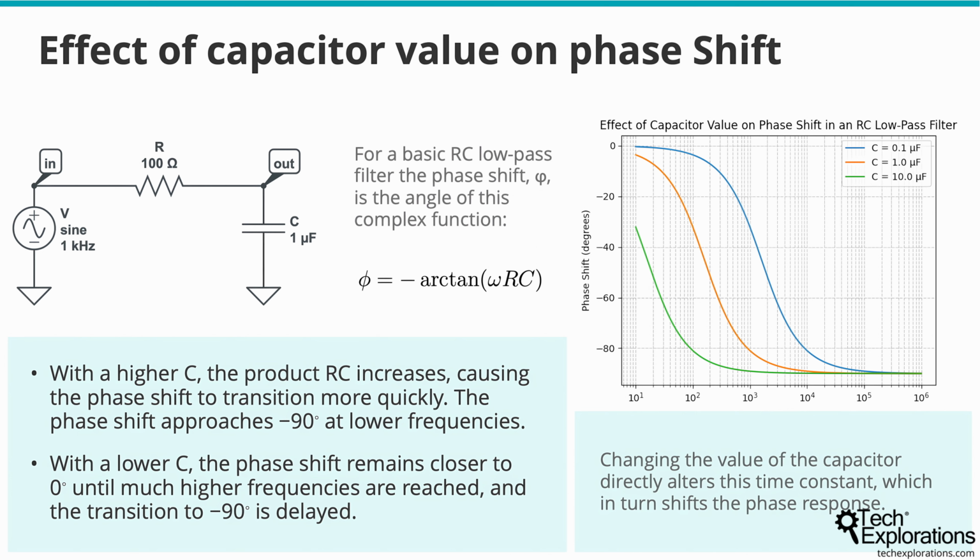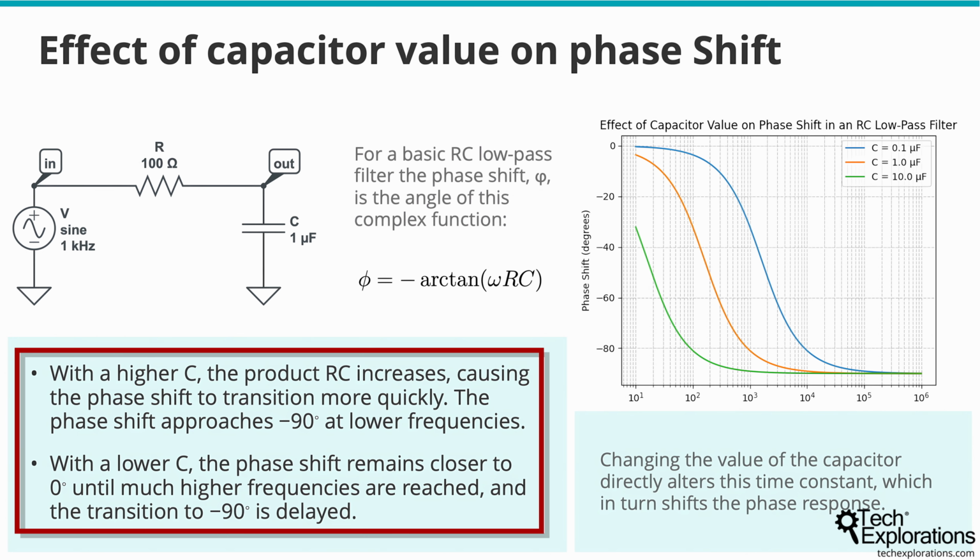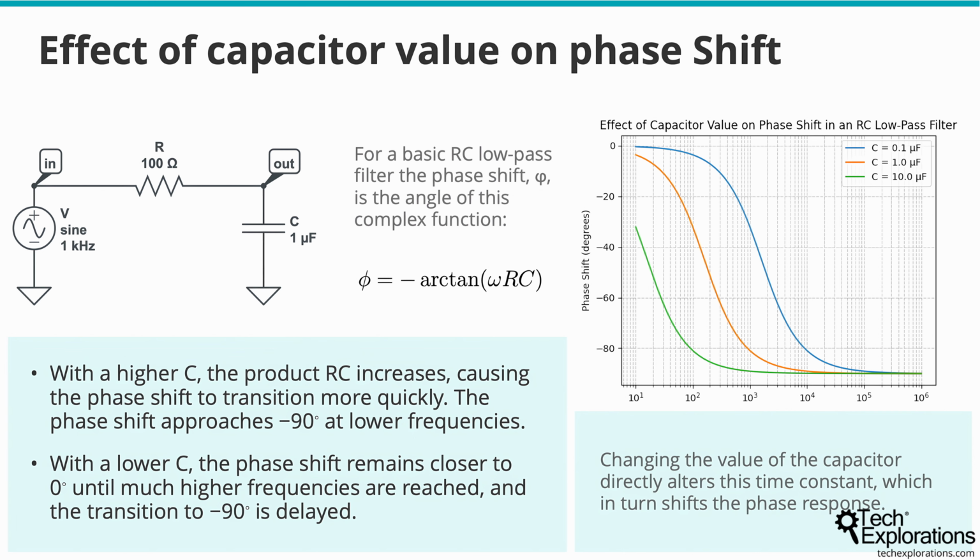When you change the value of the capacitor, it directly alters this time constant, which in turn shifts the phase response. For a fixed resistor, increasing the capacitor value increases the RC value, and that causes the phase shift to occur at lower frequencies, whereas decreasing the capacitor value shifts the phase response to higher frequencies.